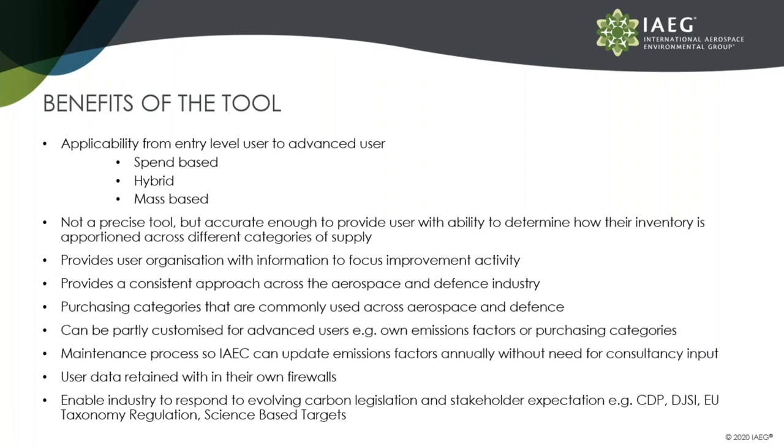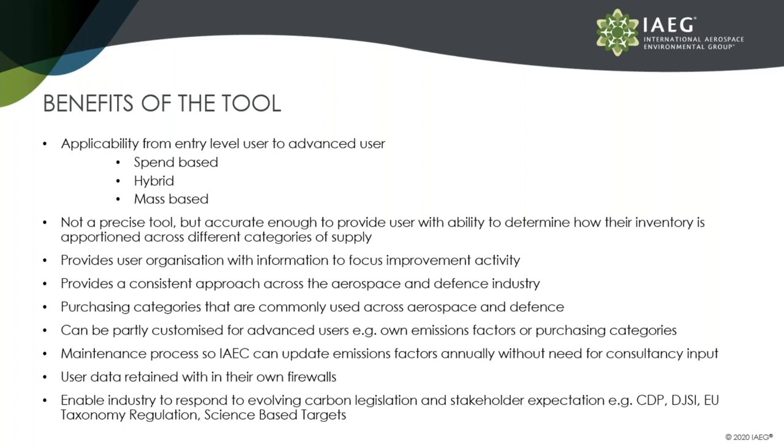Okay, a quick wrap up then of the benefits of the tool, which was hard, modestly speaking, to keep them all on one slide because the benefits are so numerous. But so the tool provides your organization, from entry level to an advanced user, with the ability to calculate these material scope 3 emissions categories using spend-based, mass-based, or a hybrid of the two.